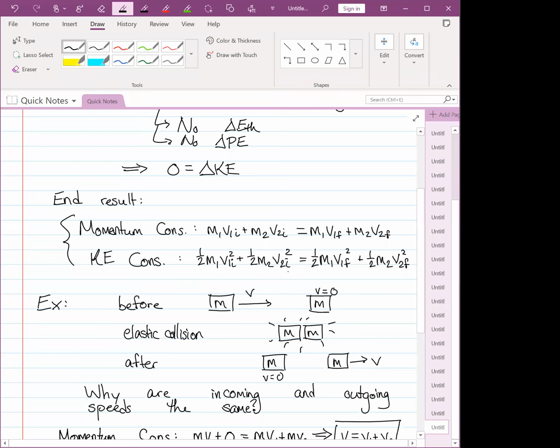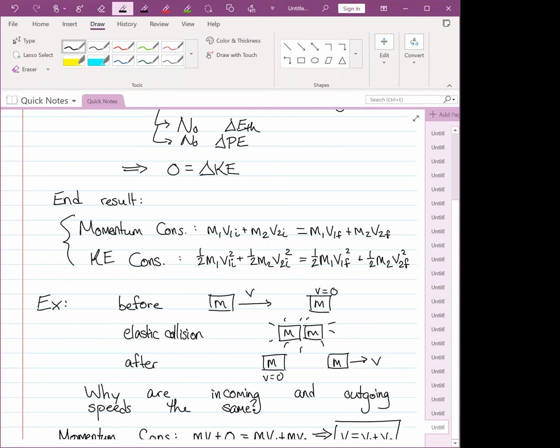Sorry. The total number of variables are 2 masses, 2 initial speeds, 2 final speeds. So that's 6 variables, right? Now we have 2 equations here. We are also given the initial speeds, so the initial speeds take care of 2 variables. The fact that the masses are the same takes care of another variable. And then effectively we end up with 5 equations and 6 unknowns.